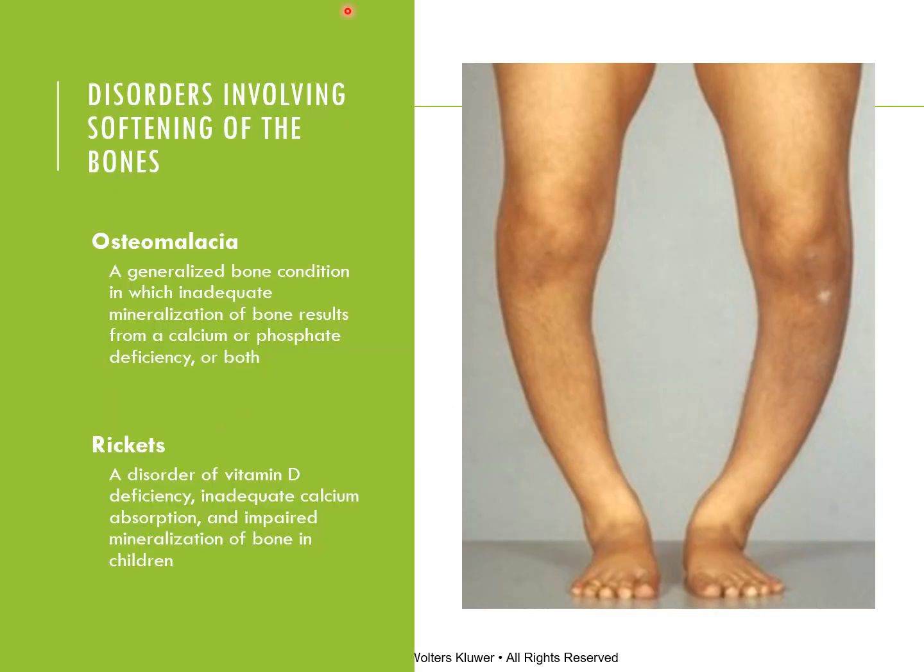So in contrast to osteoporosis, which causes kind of this overall total loss of bone mass and overall brittle bones, osteomalacia and rickets are conditions that produce a softening of the bone. We don't have an overall loss of bone matrix that is usually still intact, but the bones themselves are much softer. So osteomalacia is a generalized bone condition where we see inadequate mineralization of the bones, usually resulting from a calcium or a phosphate deficiency or maybe both.